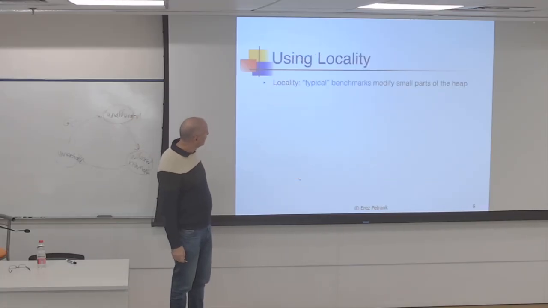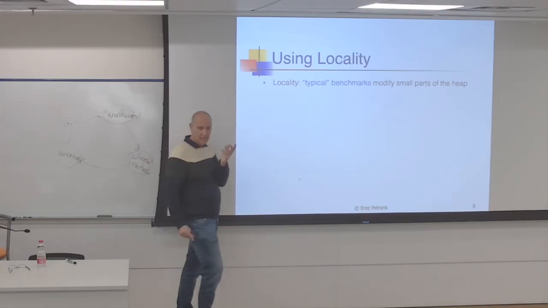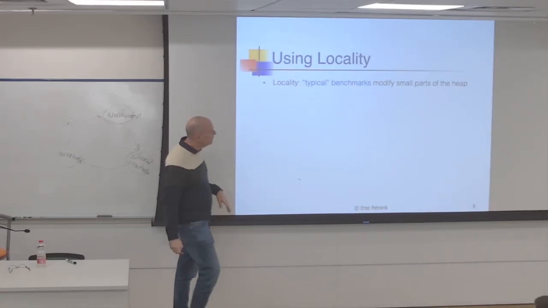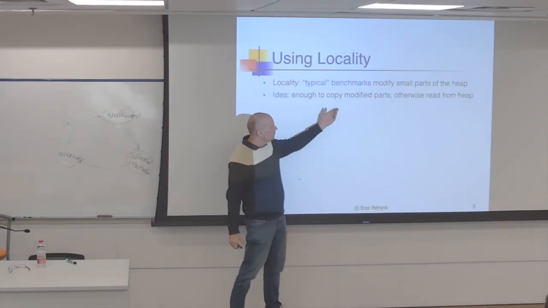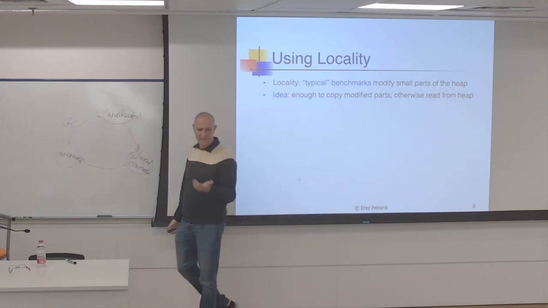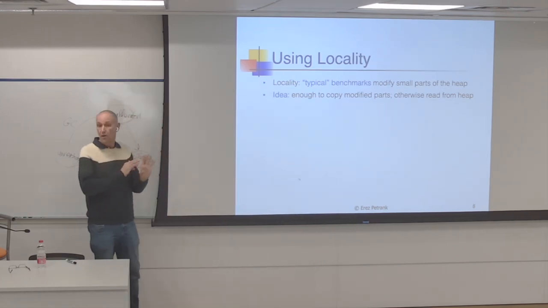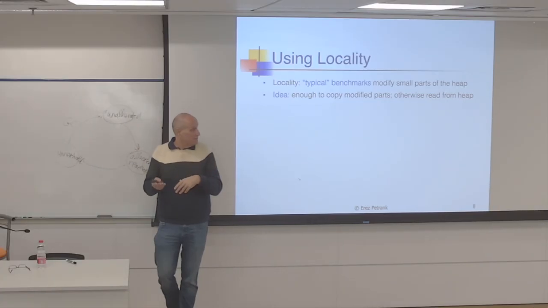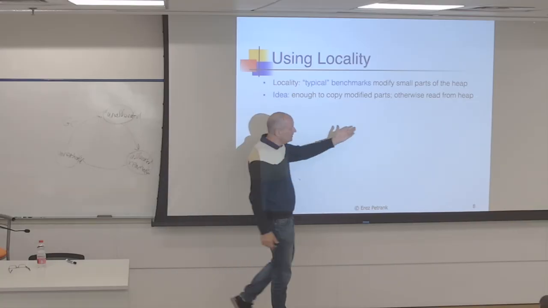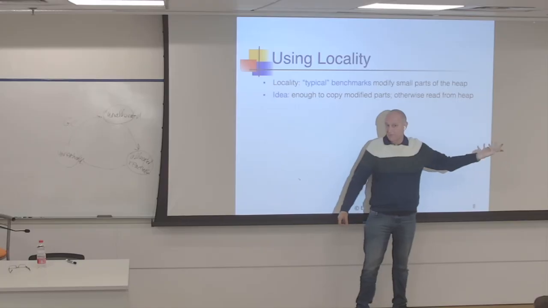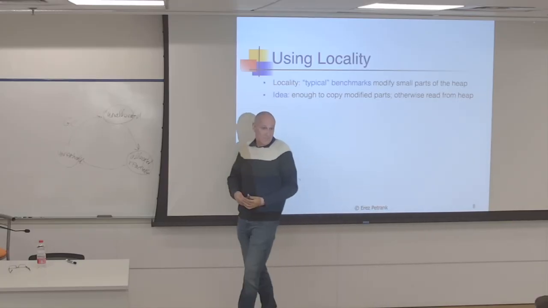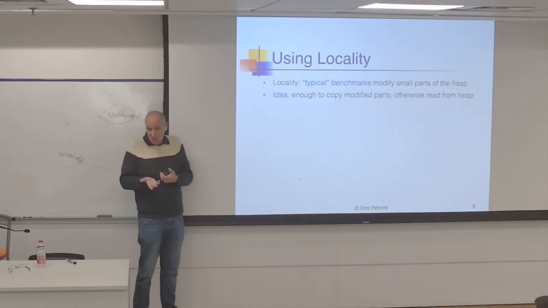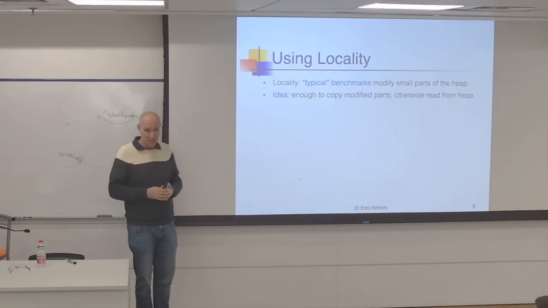But the good thing is that I can say by locality that not many objects are changed while I do garbage collection. So it's enough to copy only the parts that are modified. So if I could stop the threads, copy the things that are going to be modified while I traverse the heap, and then I could read from the heap anything that's not modified, right? If it's not modified, I can just read it from the heap. It's the same as it was at snapshot time. If it is modified, I copied it and I can look at the copy.